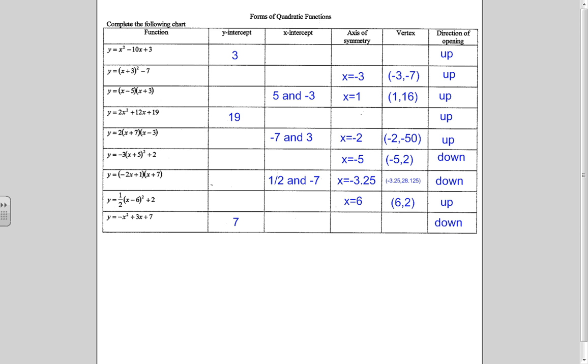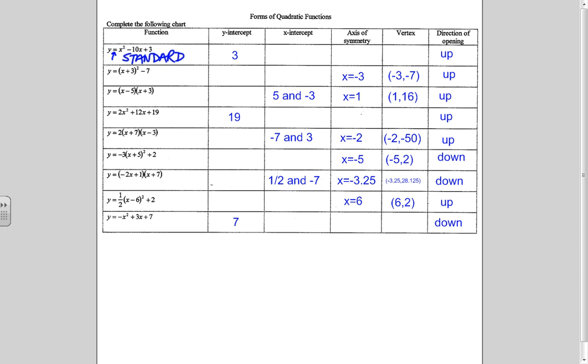And we filled in information that we know by just looking at the form the way it is and not changing it. So for the first one, for instance, it's in standard form. So we knew that the standard form gives us the y-intercept and the direction of opening depending on whether that first term has a positive or a negative in front of it. So we filled the chart in with the y-intercept of 3 and the direction of opening up. So this is how we filled it out.